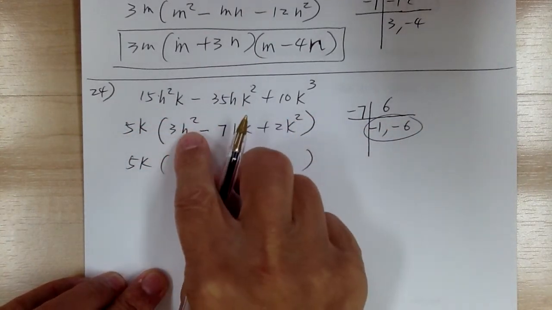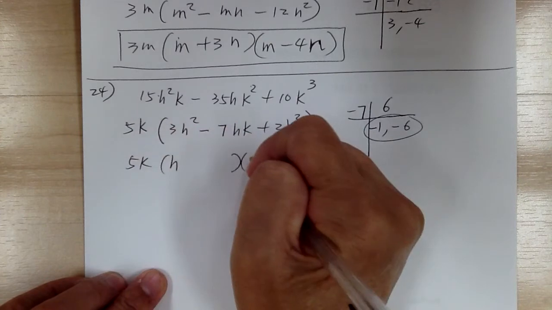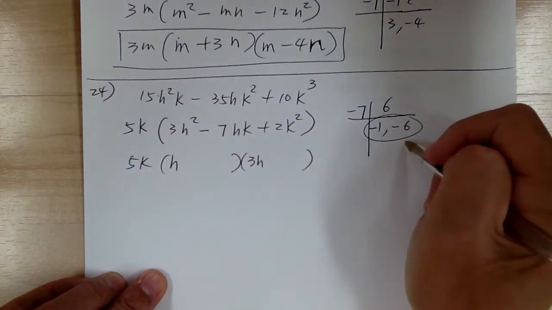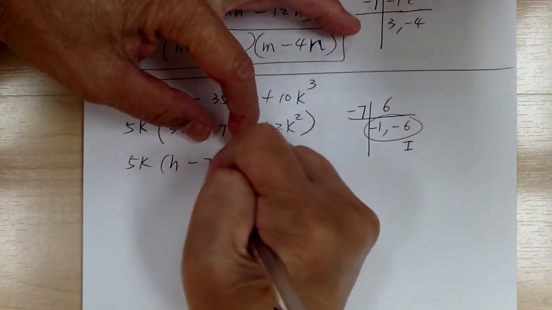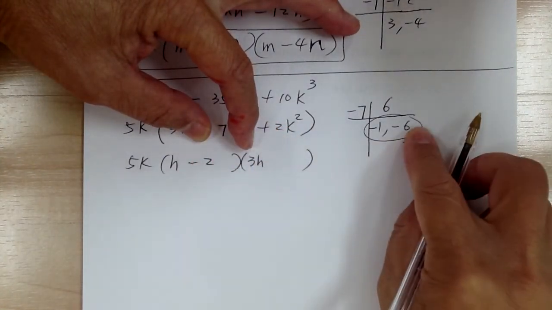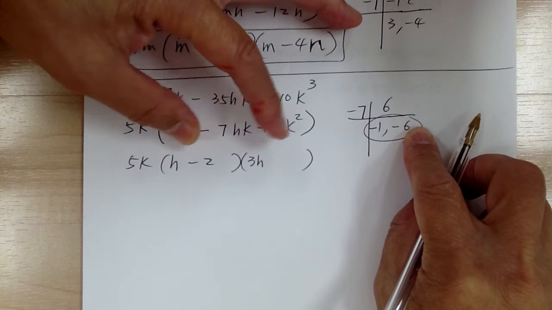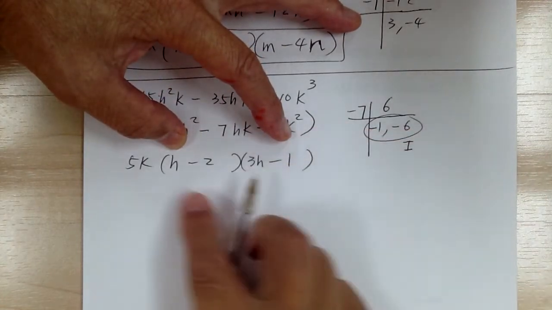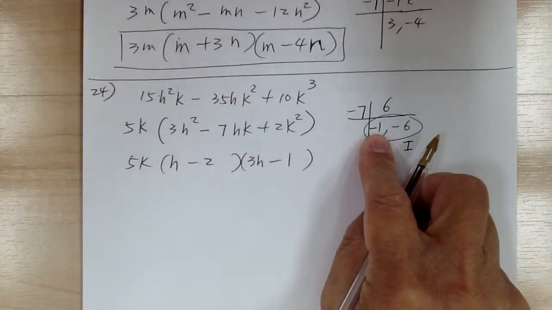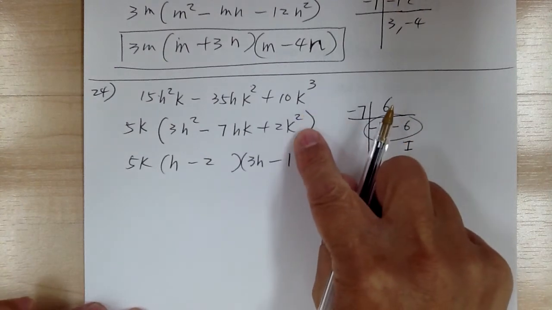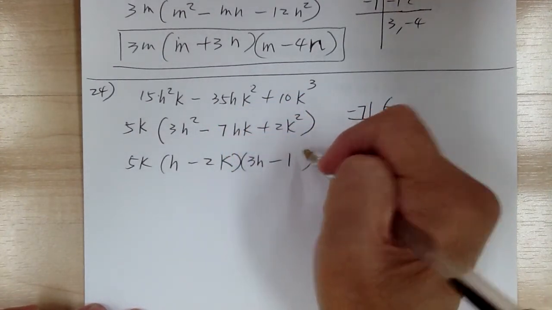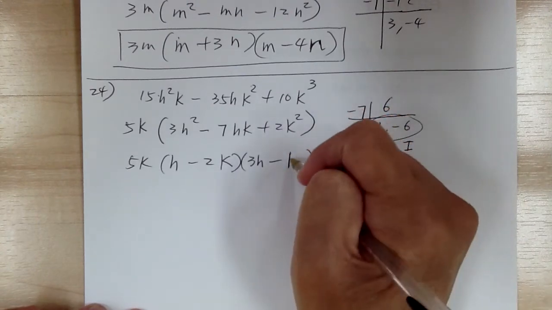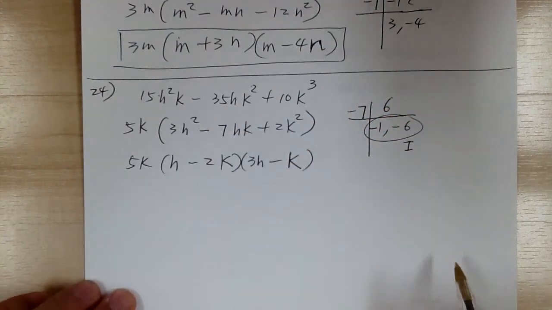Okay, so to break this up, you need to have an h and 3h. So therefore, this would be the inside. So 3 times negative 2 will give you negative 6. And the outside would be minus 1. 1 times minus 1 gives you minus 1. And notice there's a variable in the back, so you need to put the variable in the back over here. Now, don't put 1k. 1k would be just k, so you can just get rid of the 1, so it becomes k, and that's it.